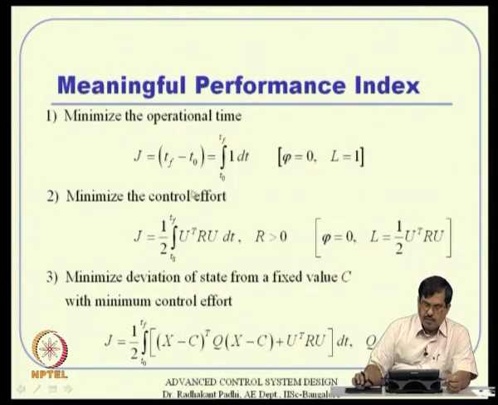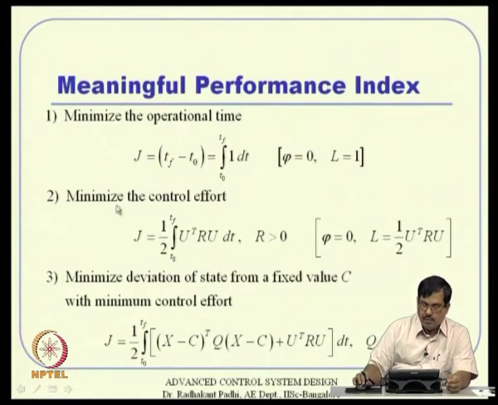Similarly, if you want to have minimum control effort, that is, minimize the control effort, then essentially we want to minimize this kind of a cost function where R is a positive definite matrix. Remember, this is a quadratic cost function, that means we are minimizing something like half of r1 u1 square plus r2 u2 square plus r3 u3 square, like that actually. If you take R as a diagonal matrix, which most of the time R is taken as anyway.